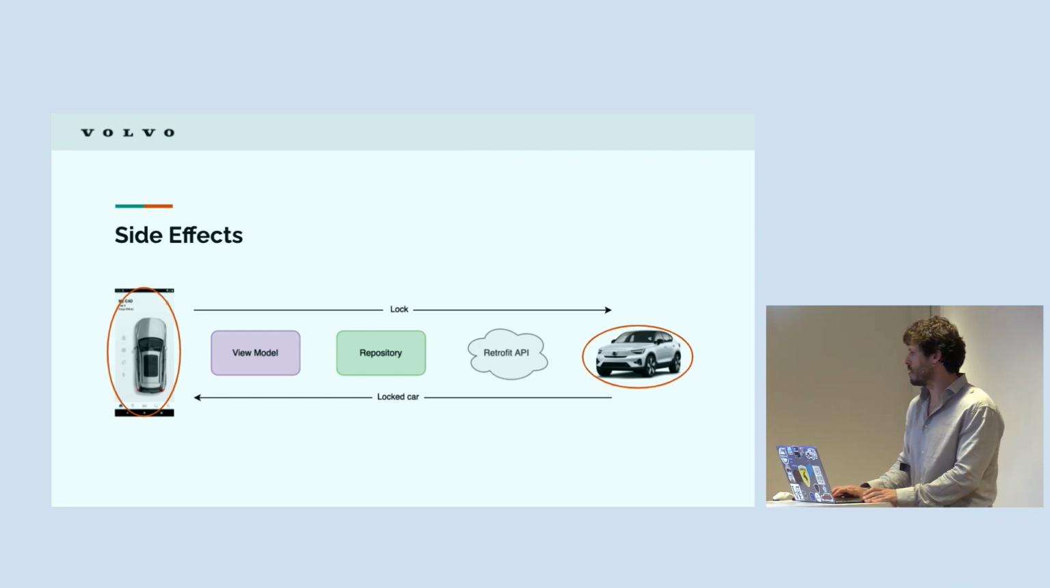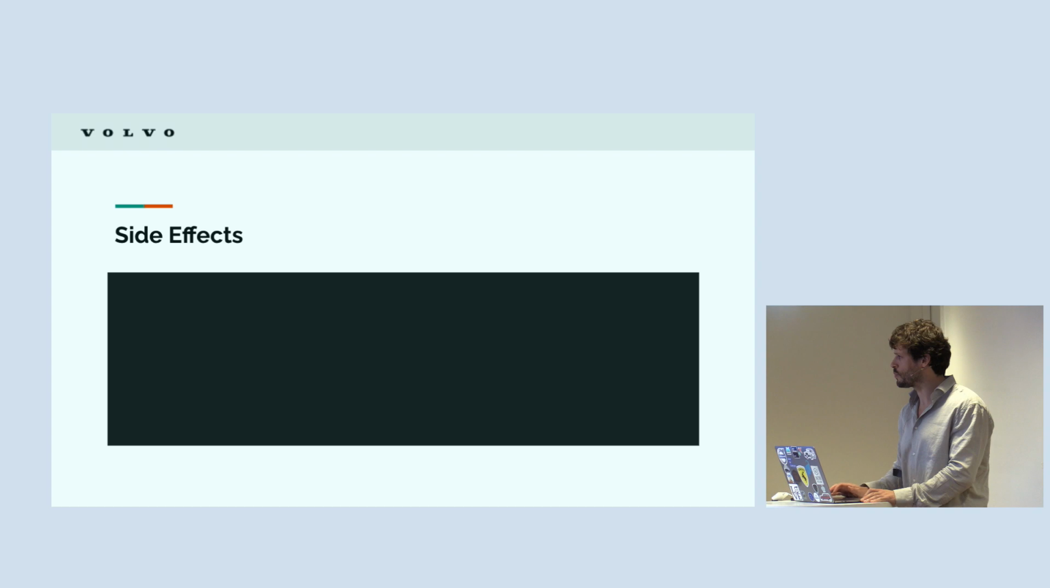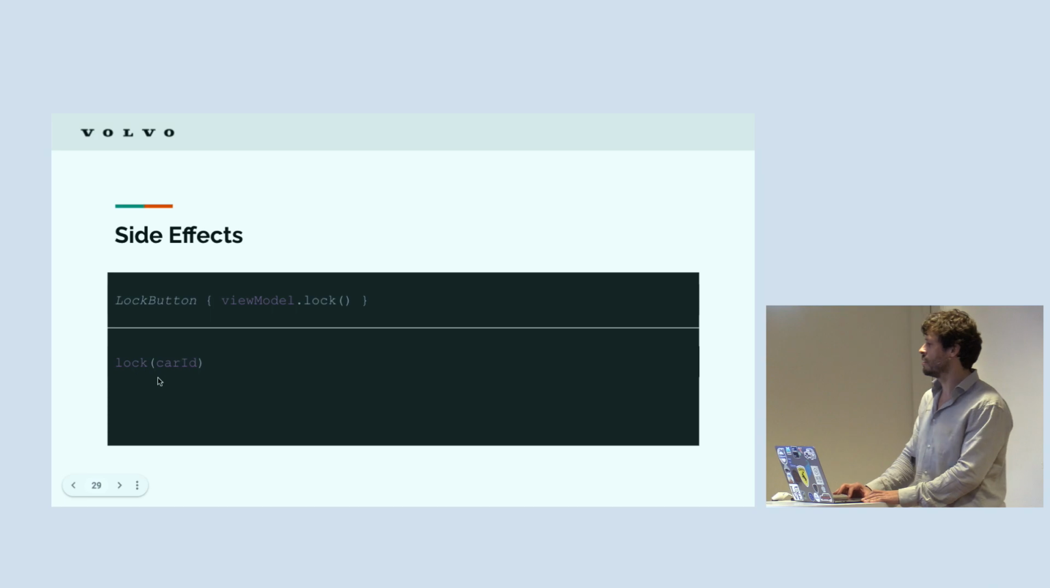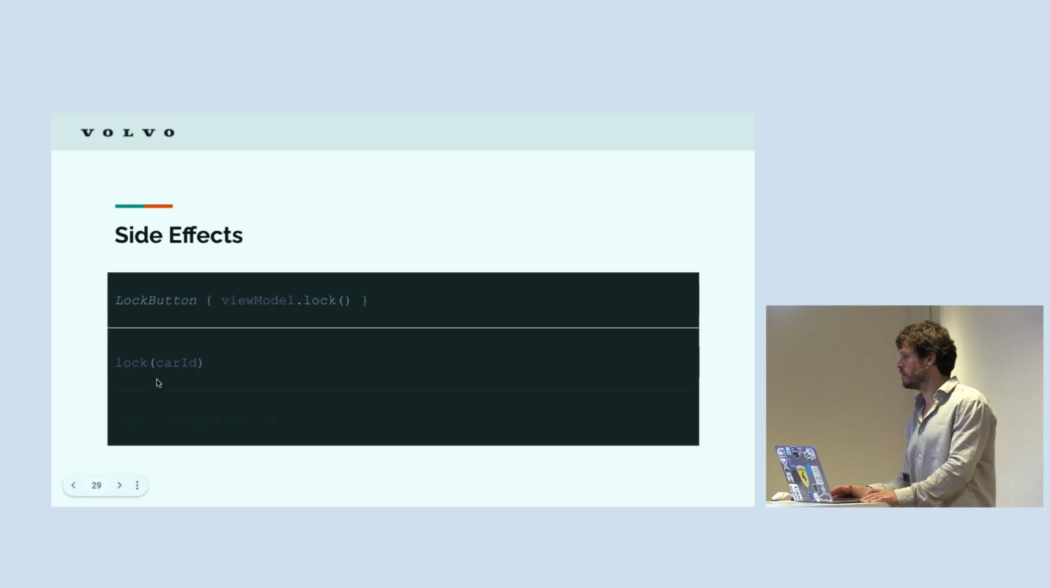So how does this relate to the code? On our UI, we will have a lock button that tells our view model we need to lock the car. Our view model knows the car ID already, tells a repository you need to lock, or we can use the higher order function, use case, action, or whatever you want to call it. And eventually, the repository will tell our cloud that it has to send a lock to the car.